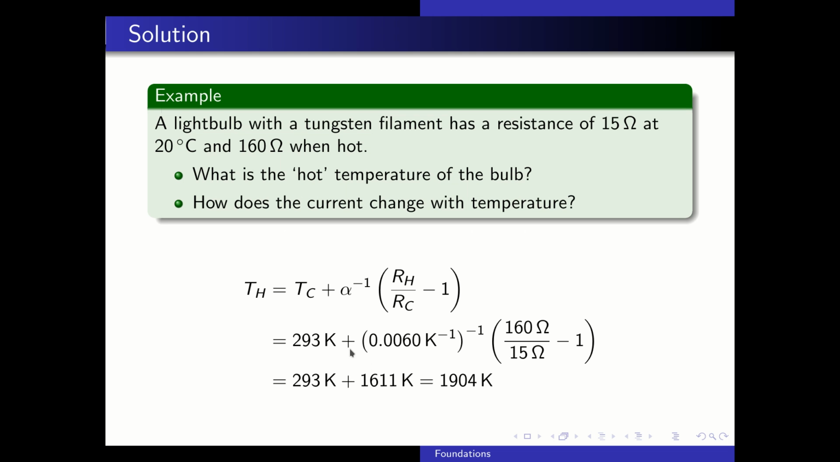So our cold temperature is 293 Kelvin. Our alpha is 0.060 per Kelvin. And remember, that's alpha to the negative 1, so it's 1 over alpha. Our hot resistance is 160 ohms. Our cold resistance is 15 ohms. We'll subtract the 1 off there. We're going to come up with a number that looks like about 1904 Kelvin. Call it a little under 1700, 1680 or so degrees Celsius. So it's a nice hot filament.